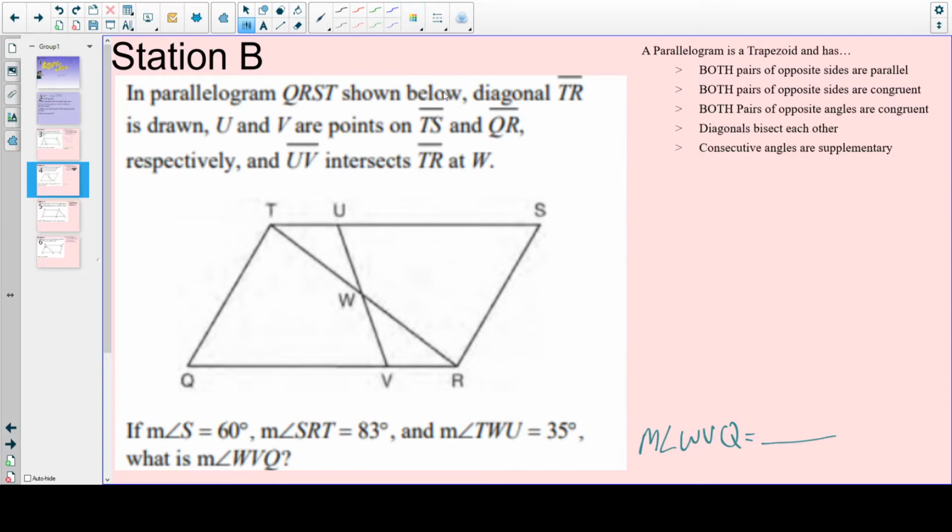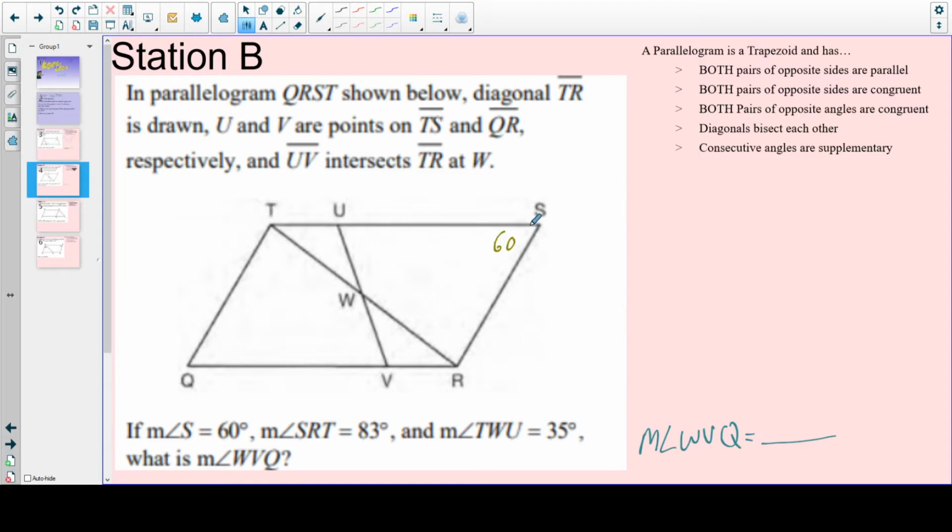All right. So let's check this out. Let's just start filling in some information. If you notice, this happened to have been a question on your checkpoint quiz a very long time ago, only we didn't give you all of this information on top because you didn't know what a parallelogram is. But essentially, we're going to solve this the same way. So let's fill in some information. Angle S is 60 degrees.